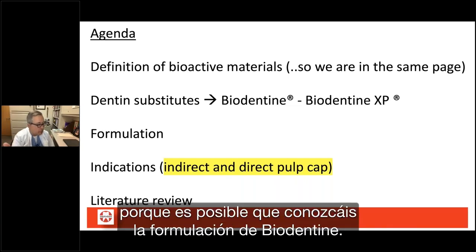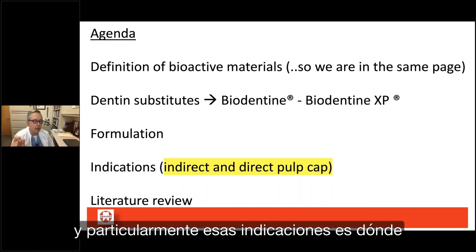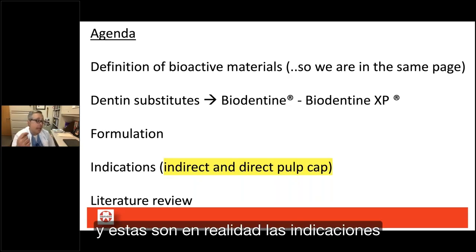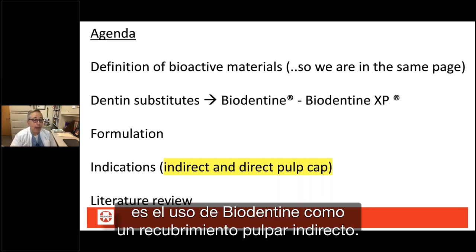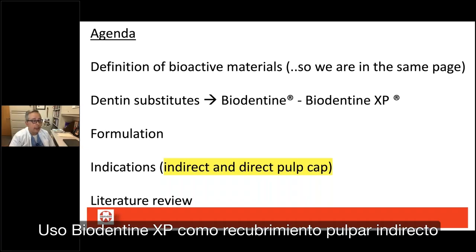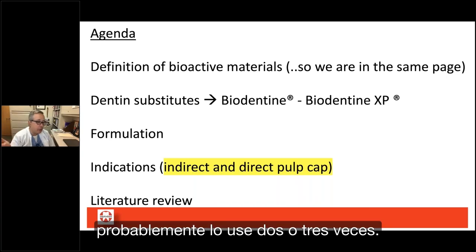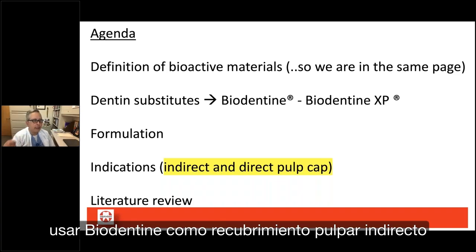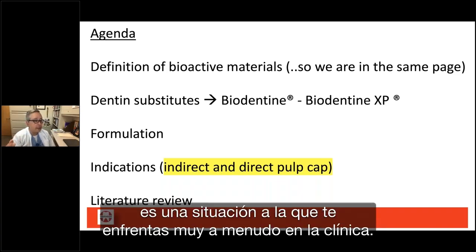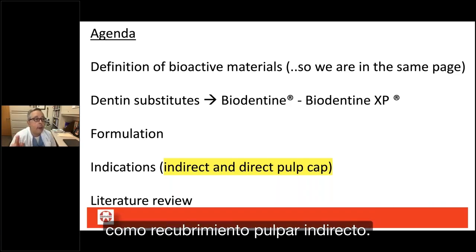So I will refresh that, because you may know the formulation of Biodentine, and then, highlighted in yellow, the indications. One indication in particular is where I want to spend the majority of the time, which is actually the indication I mostly use in my office: the use of Biodentine as an indirect pulp cap. I use Biodentine XP as an indirect pulp cap pretty much daily, not just one time. I probably use it 2 or 3 times, because as we are going to discuss in a few minutes, using Biodentine as an indirect pulp cap is a situation that you face very often in the office. Now, I will also touch base on the use of Biodentine for direct pulp cap.